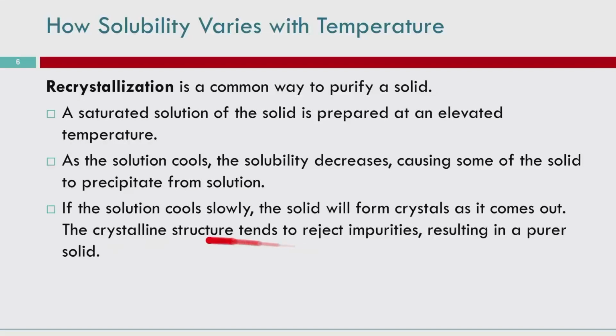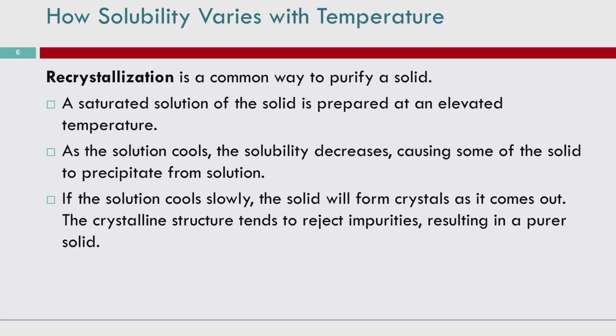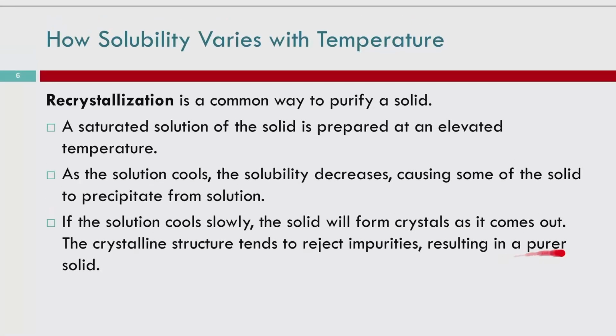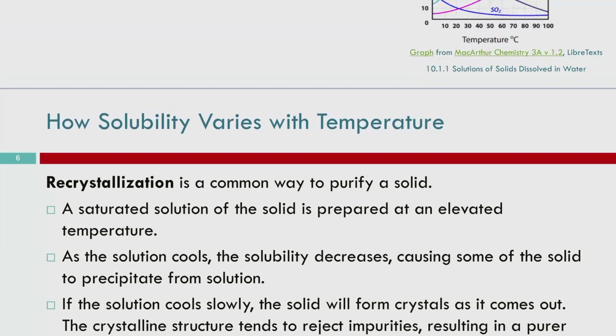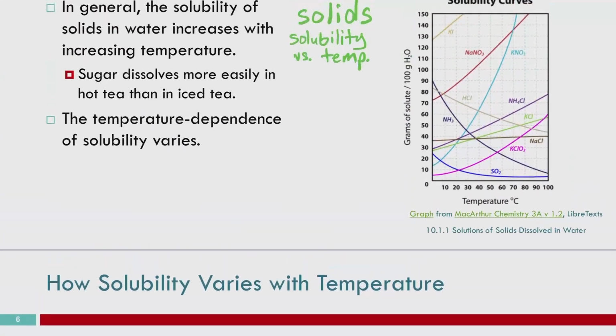When it does this, that crystalline structure tends to reject impurities because they stack so nicely on top of each other. Other things will often get kicked out, and that can result in a purer solid. So let's look at the graph to see what we were talking about here.